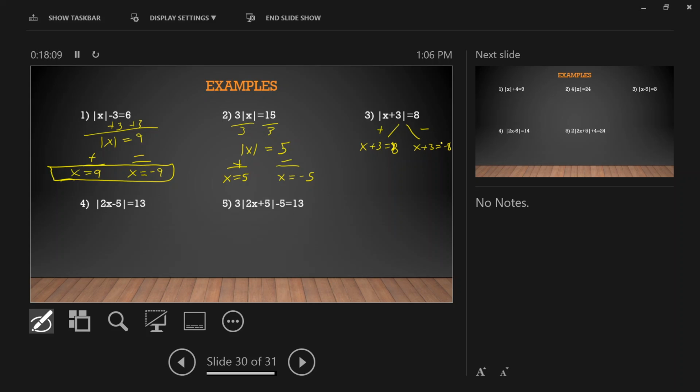Now I just solve them both independently, kind of like I did with an OR equation. So this one here, subtract the 3 from both sides, x equals 5. Over here, subtract the 3 from both sides, x is going to be negative 11. So there's my 2 answers. All right? Questions so far? Anybody? Anybody?